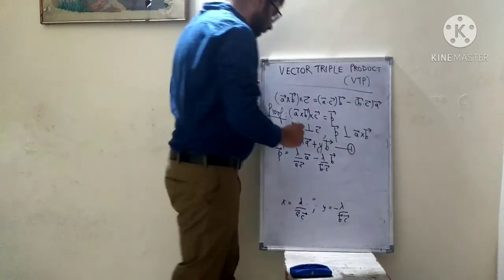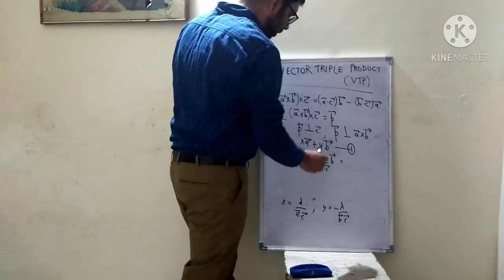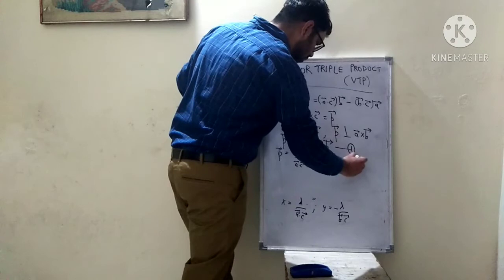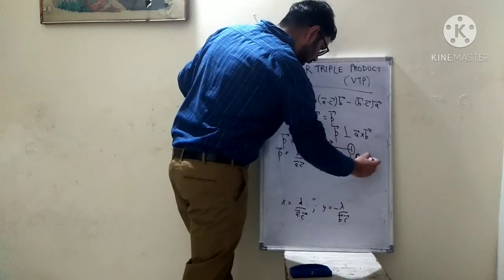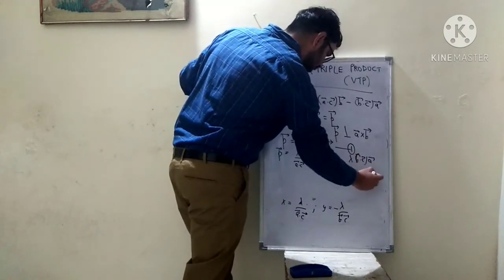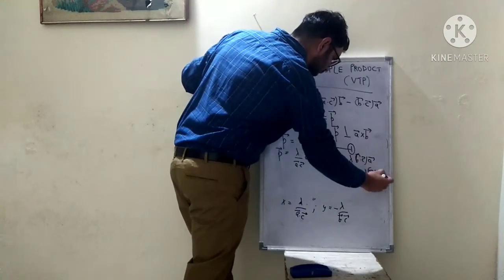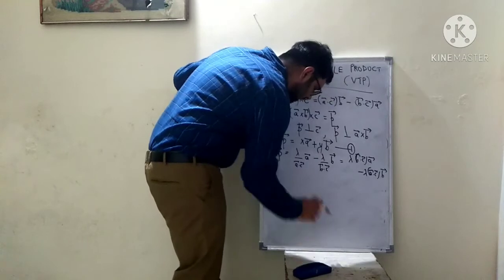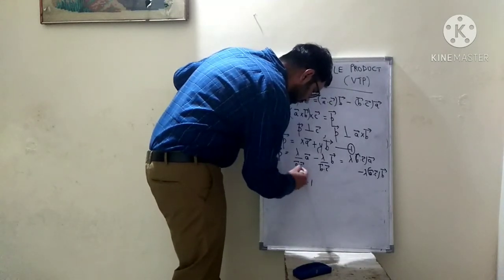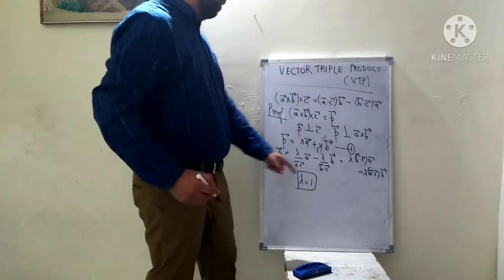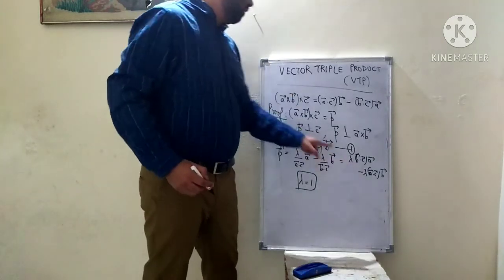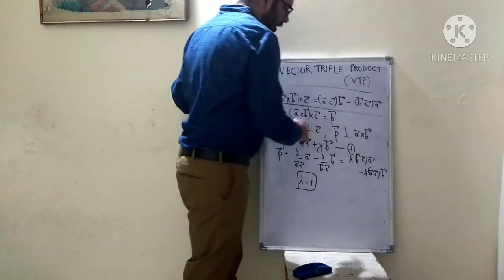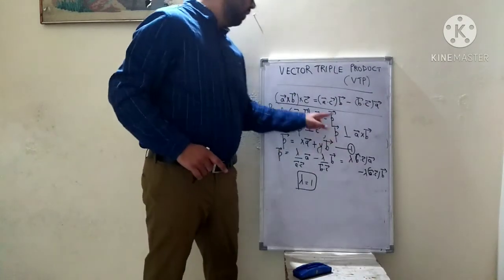So on taking the LCM, we will get that expression: lambda into b dot c times a vector minus lambda into a dot c times b vector. Okay, and for a simple case, we can take lambda is equal to 1. So if we take lambda is equal to 1 in this case, we get this result. A cross b cross c vector means, on substituting lambda equal to 1 here, we get b dot c.